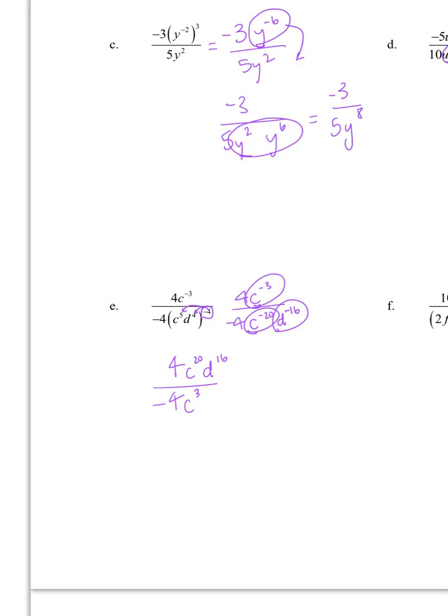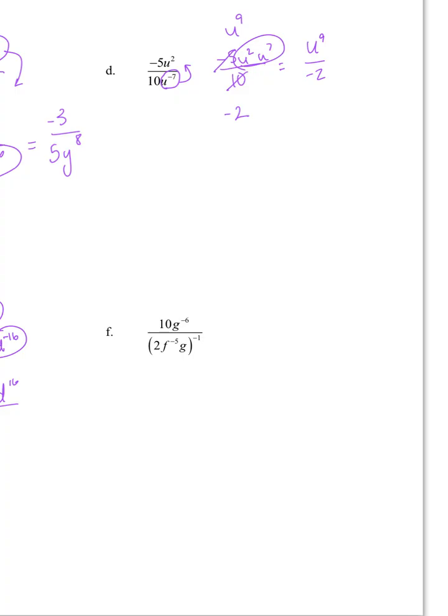And now that I have no negative exponents, I'm much more comfortable reducing. So this cancels, leaving me a negative 1 on the bottom. 3 of these C's cancel, leaving me with 17 C's. And nothing happens to those except that they are part of the answer.